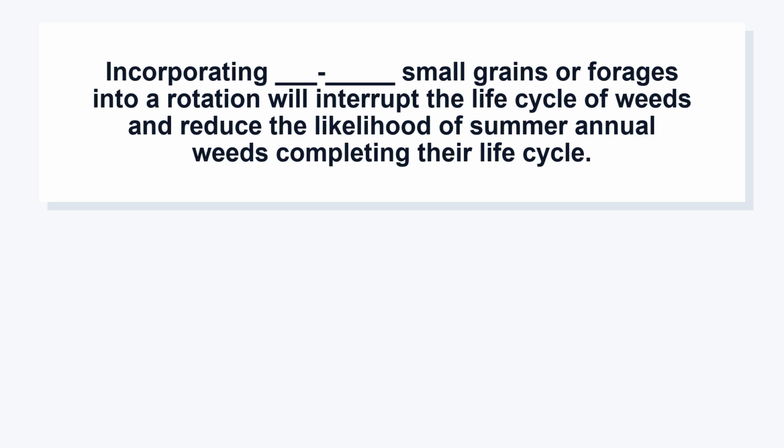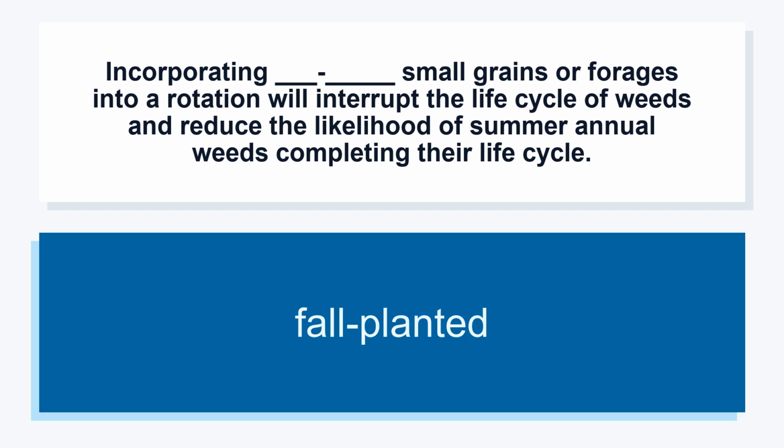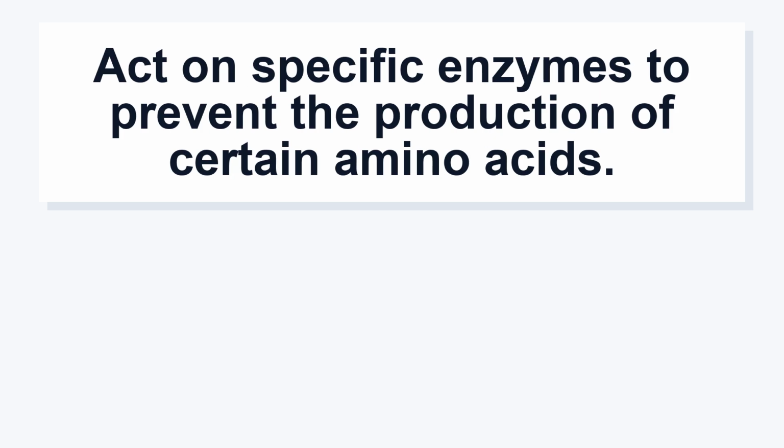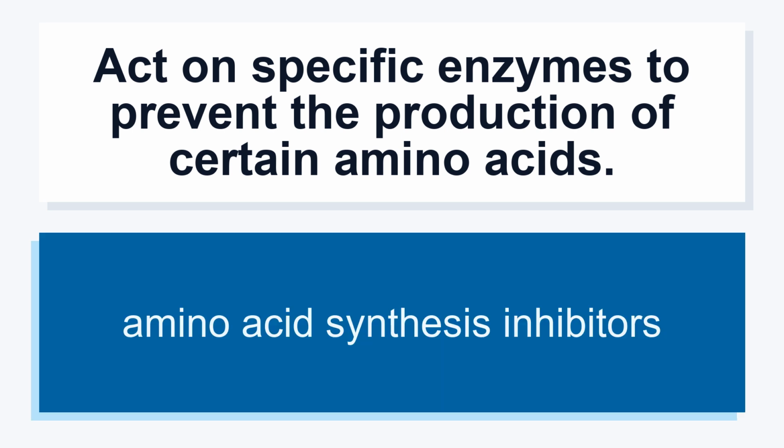Incorporating small grains or forages into a rotation will interrupt the life cycle of weeds and reduce the likelihood of summer annual weeds completing their life cycle. Fall planted. These herbicides act on specific enzymes to prevent the production of certain amino acids. Amino acid synthesis inhibitors.